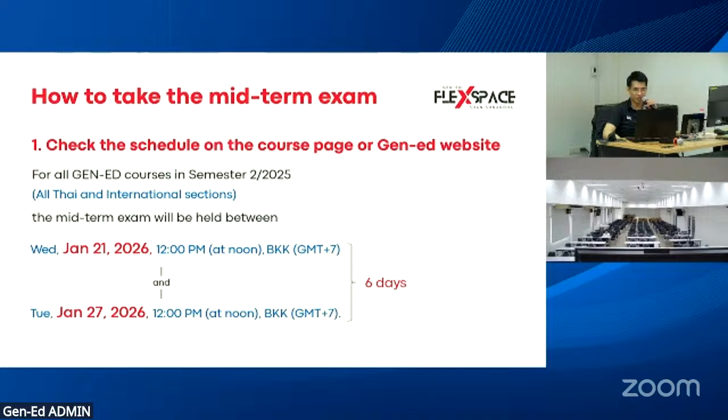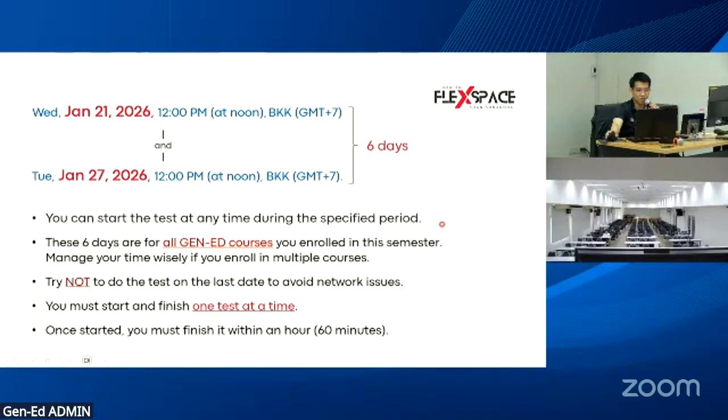You have 6 days to complete the midterm exam for all Gen Ed courses in this semester. You can start the test at any time during the specified period. Find the time that suits your availability, a time you feel comfortable to complete the midterm exam. But don't do it at the very end of the exam period, or there will be congestion and you might not be able to submit in time. Somewhere in between is okay.